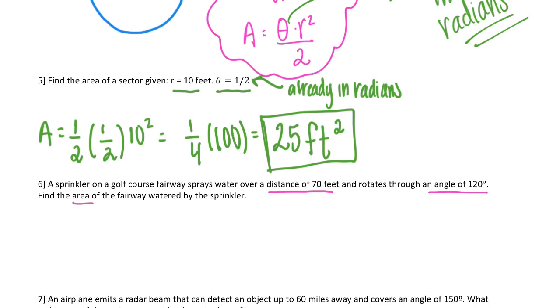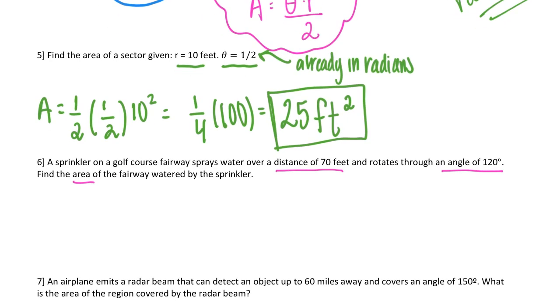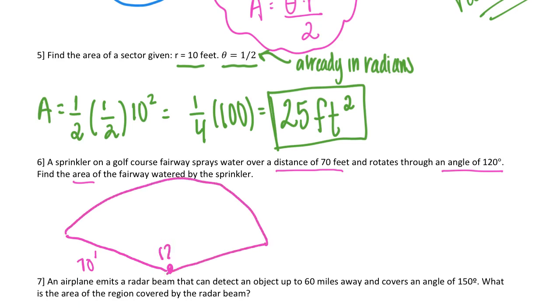It might help you to draw a visual here so you can actually see what's happening. We've got a sprinkler. It's spraying a distance of 70 feet, and it's spraying over an angle of 120 degrees. So we are now trying to find how much grass, how many square feet of grass is being sprayed by that sprinkler. First things first, what do we have to take care of? This degrees. You cannot plug degrees into the equation.